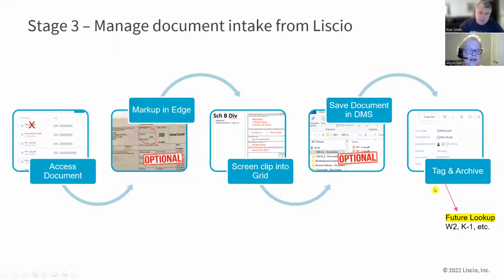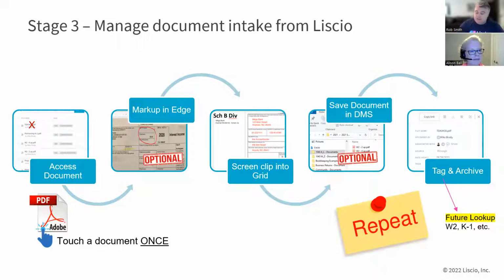Yeah, because it'll be in Liscio. They always want their W-2s later. W-2, tax returns. You're going to tag this so the client can easily find it within this. Okay. And then you're going to repeat until everything's basically done. But once again, you're going to touch the document once. Okay. 1, 2, 3, you're good to go.